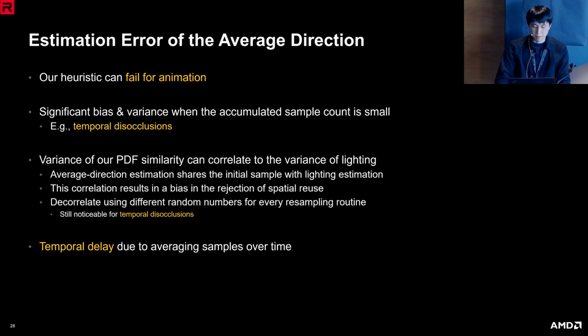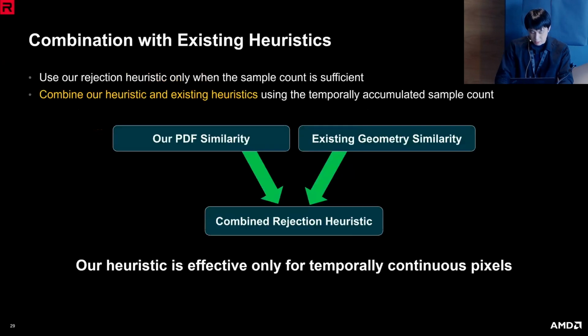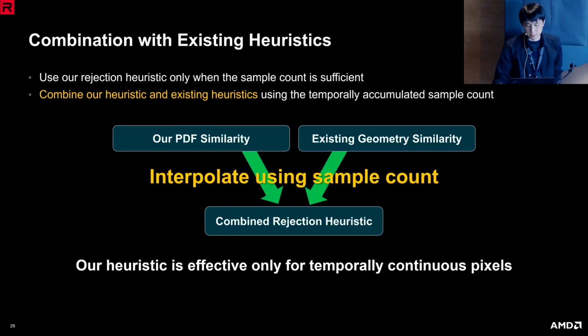In addition, the temporal average of sample directions can have temporal delay for animated scenes. Therefore, we use our rejection heuristic only when the sample count is sufficient. In this paper, we interpolate our heuristic and existing heuristics, such as geometry similarity, using the temporally accumulated sample count. Using this combination, our heuristic based on the PDF similarity is effective only for temporally continuous pixels.